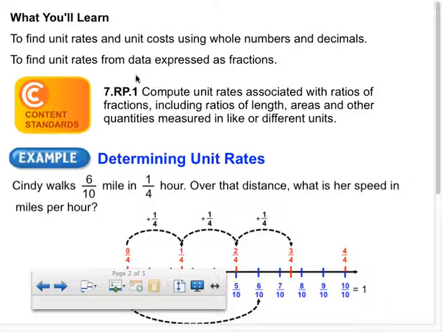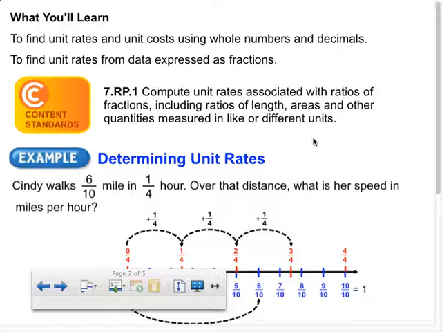Ratios and proportion. This is the first standard they want us to know for ratios and proportion. There's a couple others, but for 7th grade, ratios and proportion, first standard: compute unit rates associated with ratios of fractions, including ratios of lengths, areas, and other quantities measured in like or different units. So yesterday we had an example.